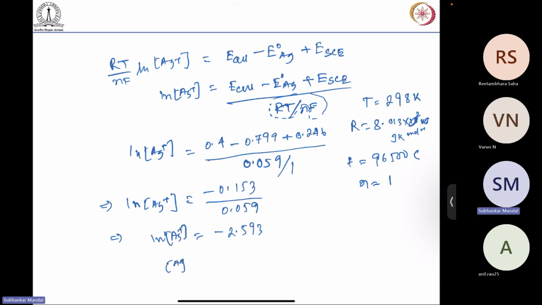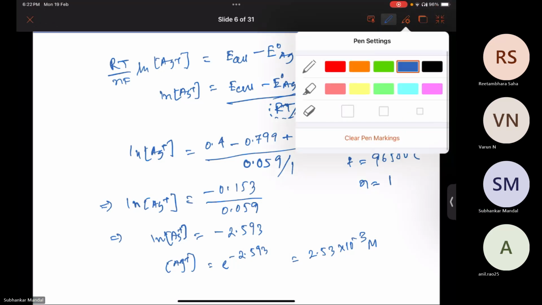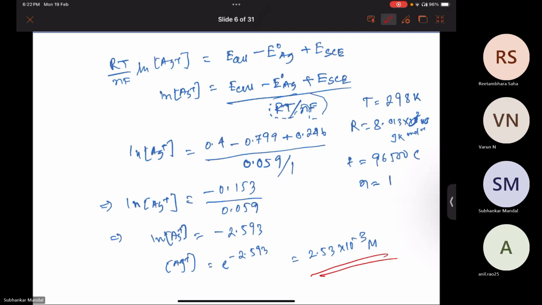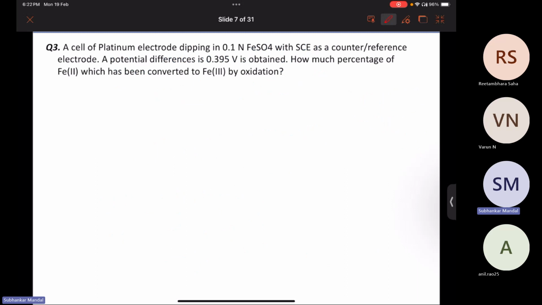Now for Ag plus, taking the antilog of minus 2.593, it will be around 2.53 into 10 to the minus 3 molar. Okay, so this is the answer. So we can go to the next problem.